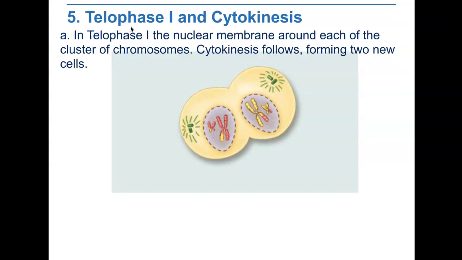When anaphase I is complete, the separated chromosomes cluster at opposite ends of the cell. The next phase is telophase I, in which a nuclear membrane forms around each cluster of chromosomes. Cytokinesis follows, forming 2 new cells. Meiosis I produces 2 daughter cells.